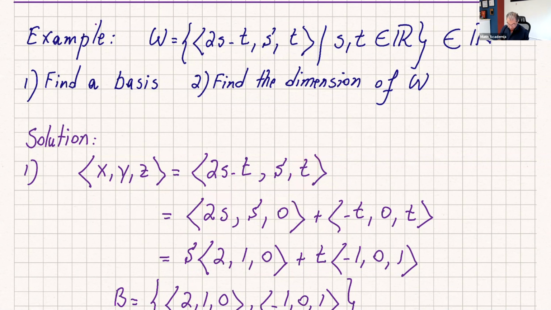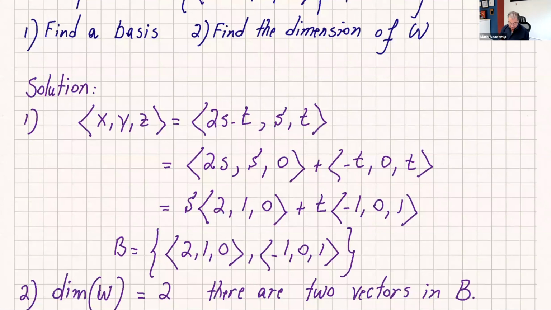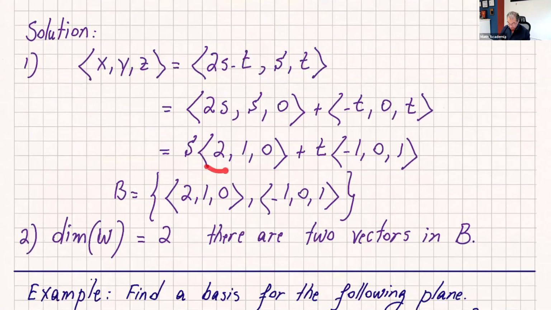Then you have negative t for the first component. The second component does not have a t, so you put 0. And the third component is t, so you put t here. One more time, if you want to make sure you separated it right, 2s minus t is going to give you that. S plus 0 is going to give you s, and 0 plus t is going to give you t. Factor out s, so you get 2, 1, 0, and factor out t, you get negative 1, 0, 1.